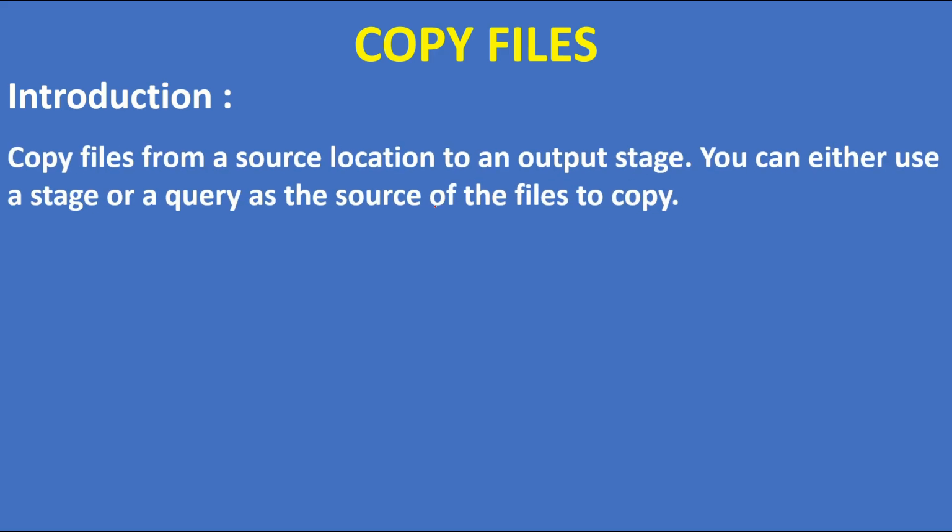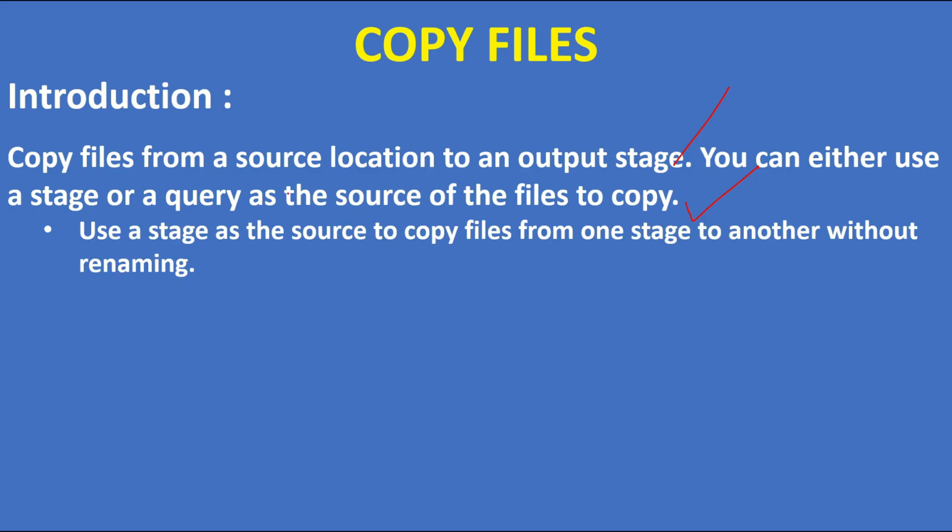Introduction: copy files from a source location to an output stage. Here, source location to target location. You can either use a stage or a query as the source of the files to copy. So you can use the stage name as the source, or you can use a query as a source to copy the files from source to target. Use a stage as a source to copy files from one stage to another without renaming. You can do it without renaming as well.